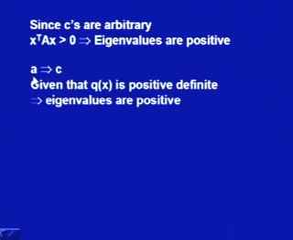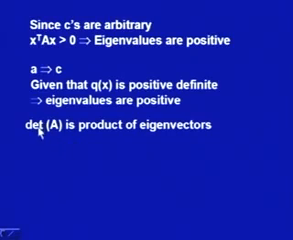Now let us try A implies C. Given that Qx is positive definite, that's the meaning of A. We assume we are having eigenvalues that are positive because Qx is positive definite. So B means eigenvalues are positive. So we have this. Then what is determinant of A? Determinant A is product of eigenvalues.